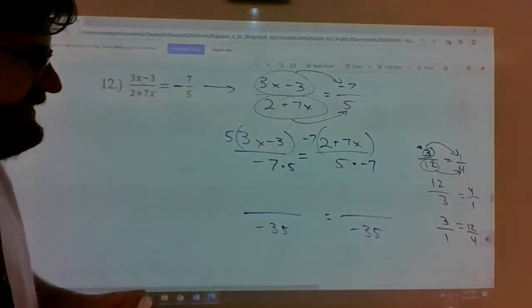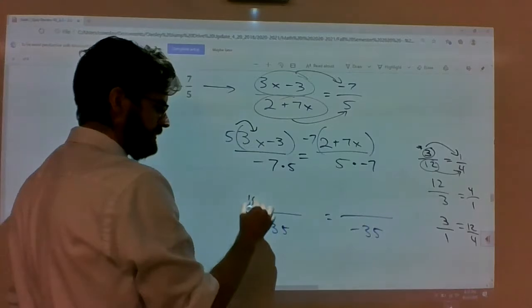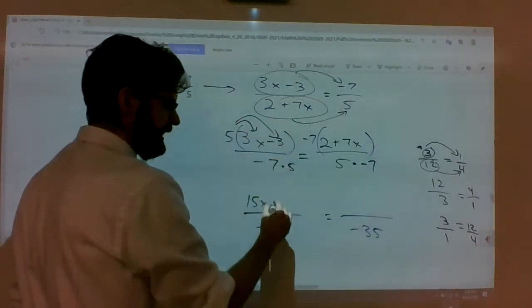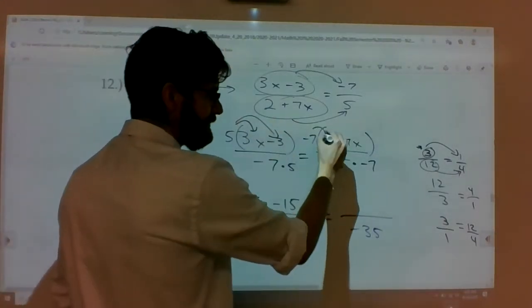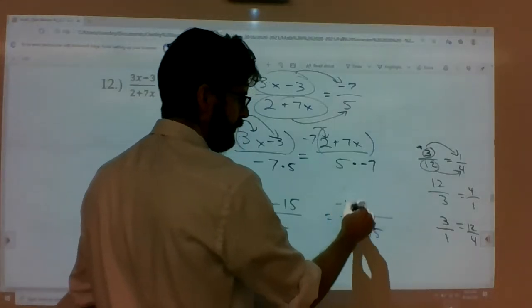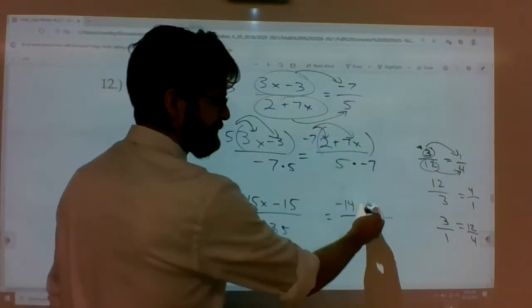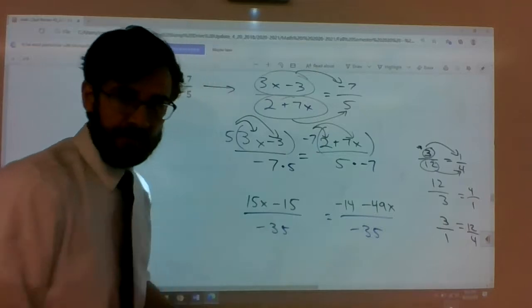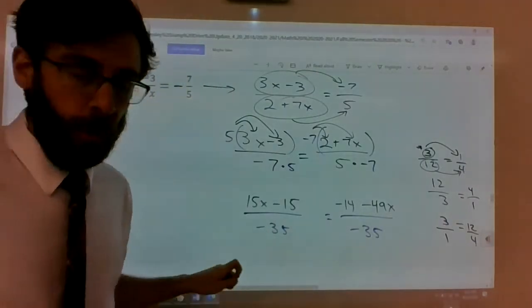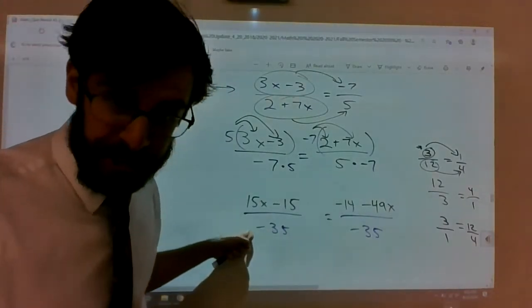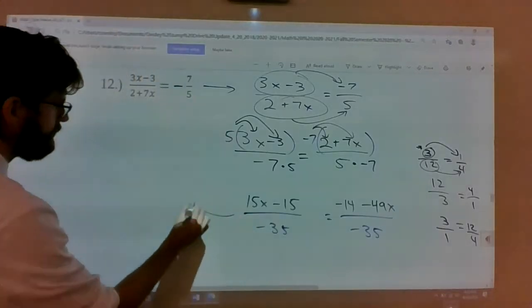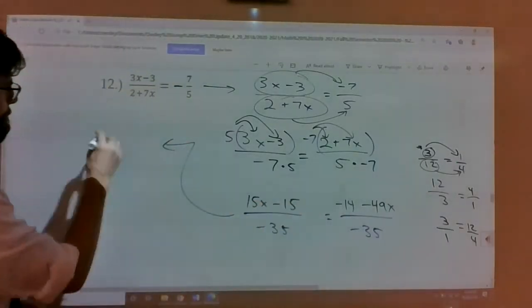In the numerator, I can take 5 times 3x, 15x, 5 times negative 3, minus 15. Negative 7 times 2 is negative 14, and negative 7 times 7x is minus 49x. Once you have the same denominators, you can ditch the denominators and just solve the top.